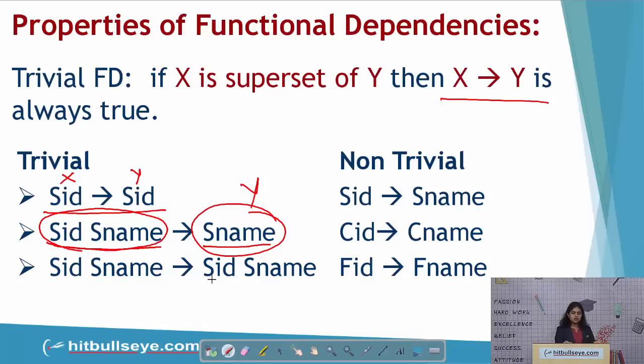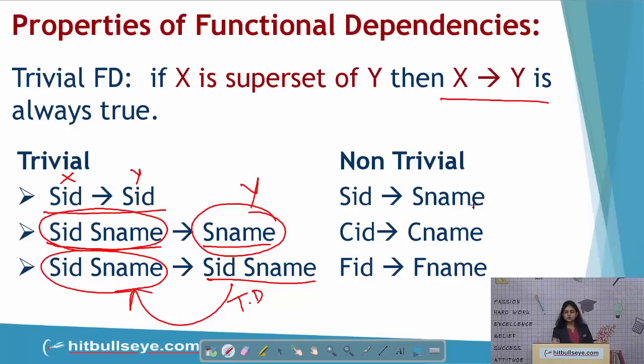In the next case, SID S name is determined by SID S name. Even in this case, SID S name is the superset of SID S name. So this is also called the trivial functional dependency. And what about the non-trivial functional dependencies?